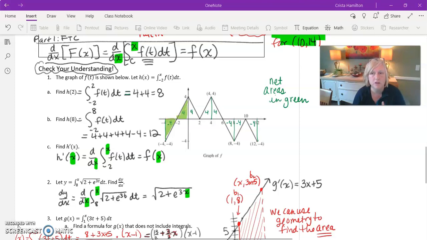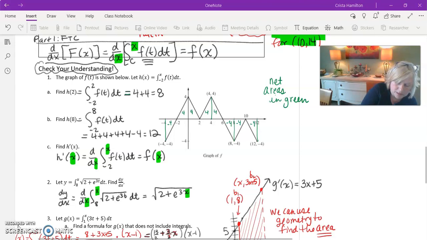That was fairly straightforward because the idea here is that our accumulation function is the net area between certain values. Now, I'm going to take out those shaded areas so that for the first problem we're looking at, let's talk about what the area would be.